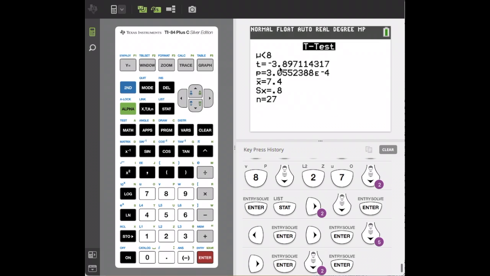Tells me my test stat's about negative 3.9, which means my p-value is extremely small, 3.05 times 10 to the negative fourth, so about 0.0003. So we definitely have convincing evidence to support that honor stat students are getting less than 8 hours of sleep in that case.